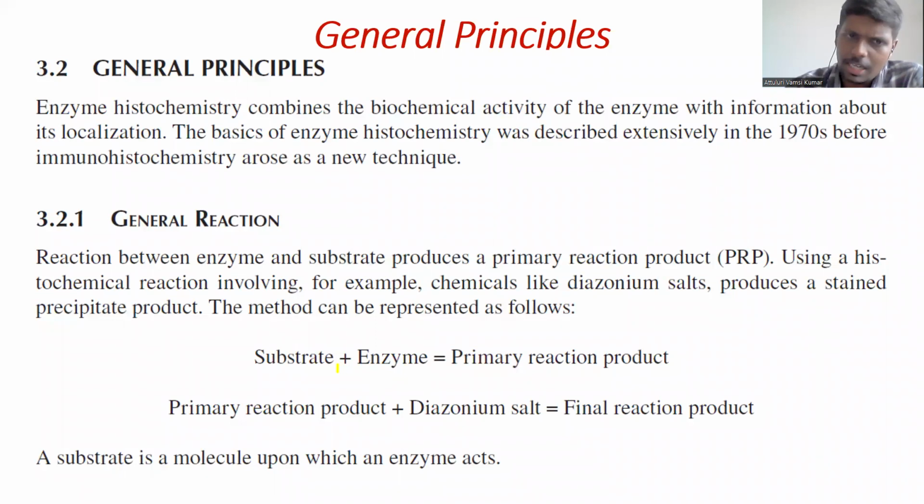Enzyme in a tissue, we added a substrate, which gives a primary reaction to product. Now, in order to visualize this product, I added diazonium salt. In the previous slide, I said I added a salt to the product. Now, the salt will react with the product to give the final coloring outcome, the final colored product. So this is the basic idea of enzyme histochemistry.